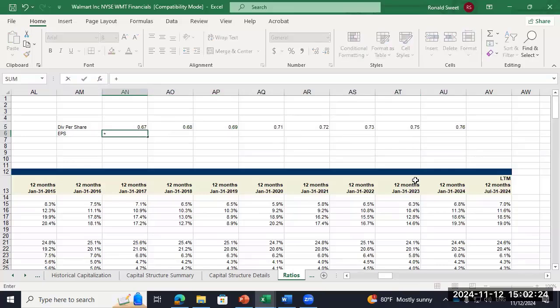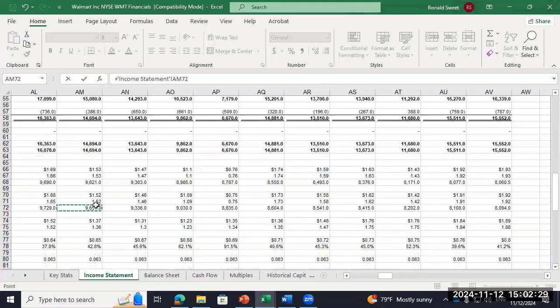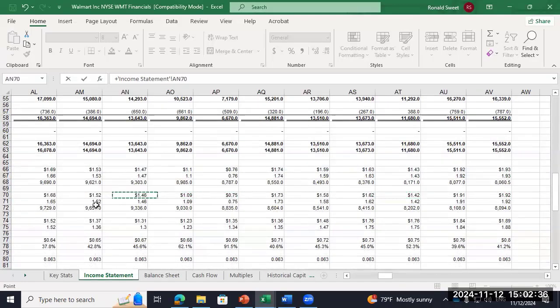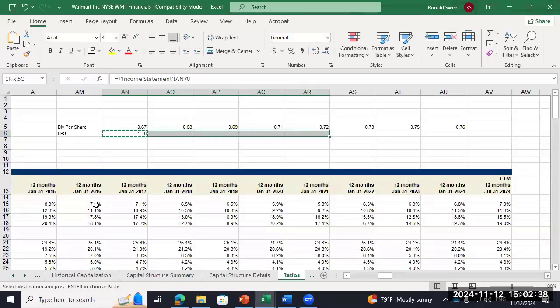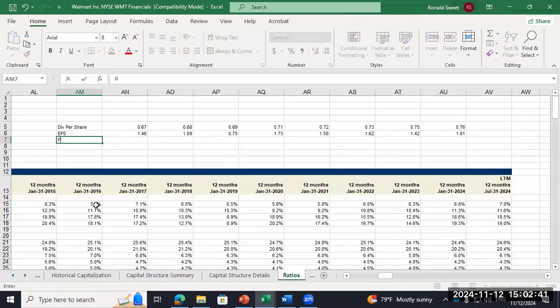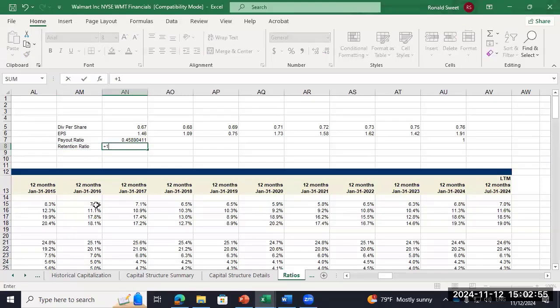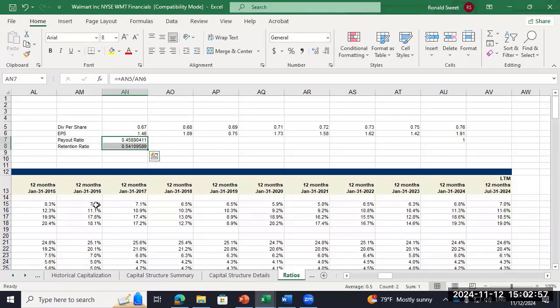And then earnings per share on the same page. Earnings per share, let's do diluted. Go over to AN, $1.46. And so your payout ratio is just your dividends per share divided by your earnings per share. And then your retention ratio is just 1 minus your payout ratio.